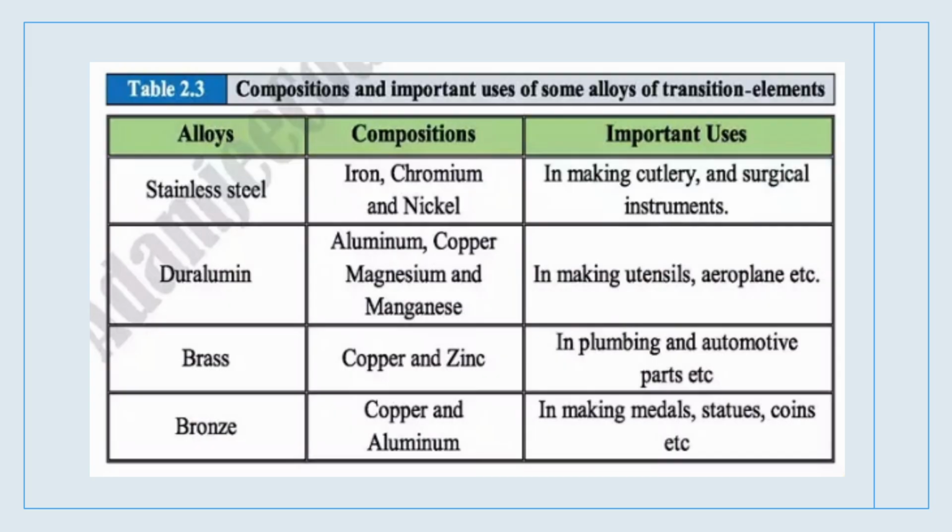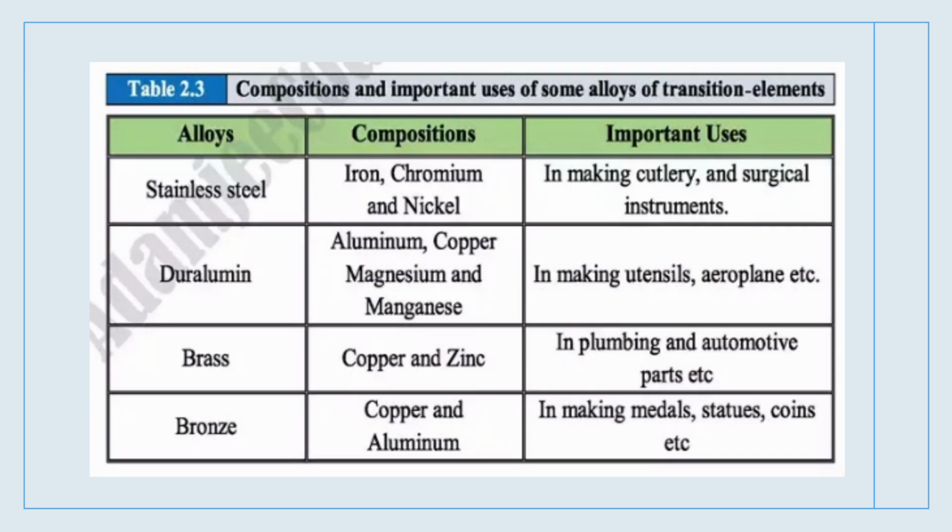Here you can see that it is a mixture of 2 or more elements. Stainless steel, mostly it is used for cutlery making and surgical instruments. Duralumin for utensils and aeroplanes. For plumbing and automotive parts you use brass, and bronze that we usually get for medals, statues, and it is also a currency for some places, so they make coins from it.